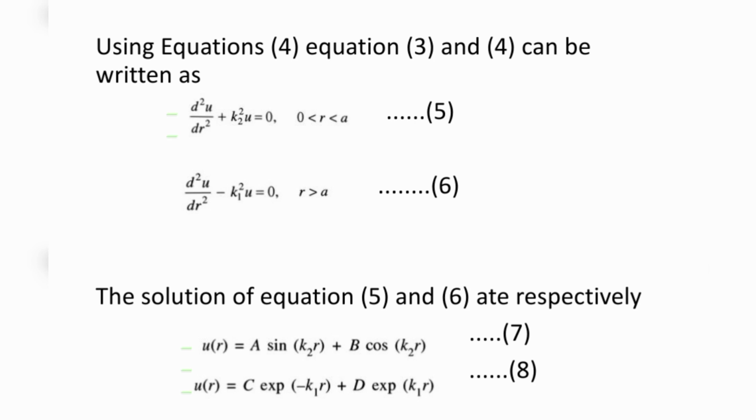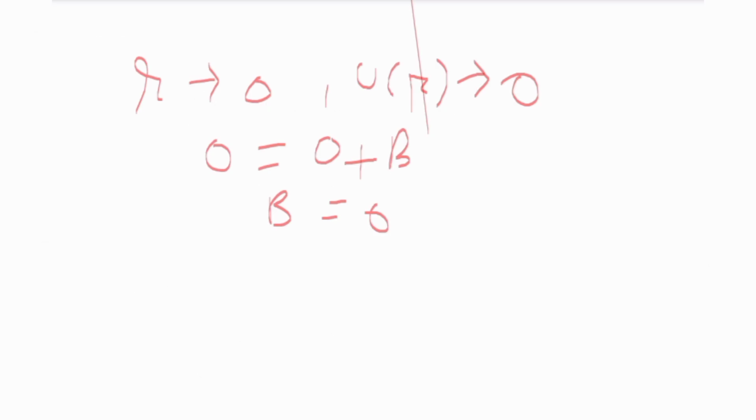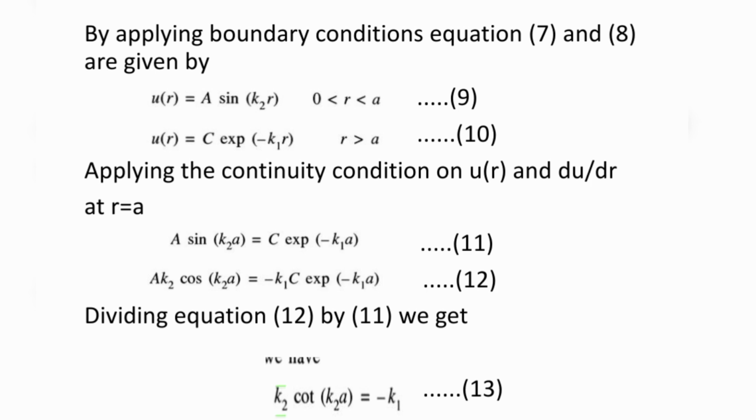Now the next step is to consider the boundary conditions. As we have two boundary conditions, which are for r tends to 0 and r tends to infinity. For r tends to 0, equation number 7 can be transformed. So if r tends to 0, then u(r) tends to 0. After substituting this, we'll get 0 equals, as sine of 0 is 0, so 0 plus cos of 0 is 1, B. So B will become 0. From this, we'll get a new equation, number 9, which is u(r) equals A sin k2r, since B is equal to 0.